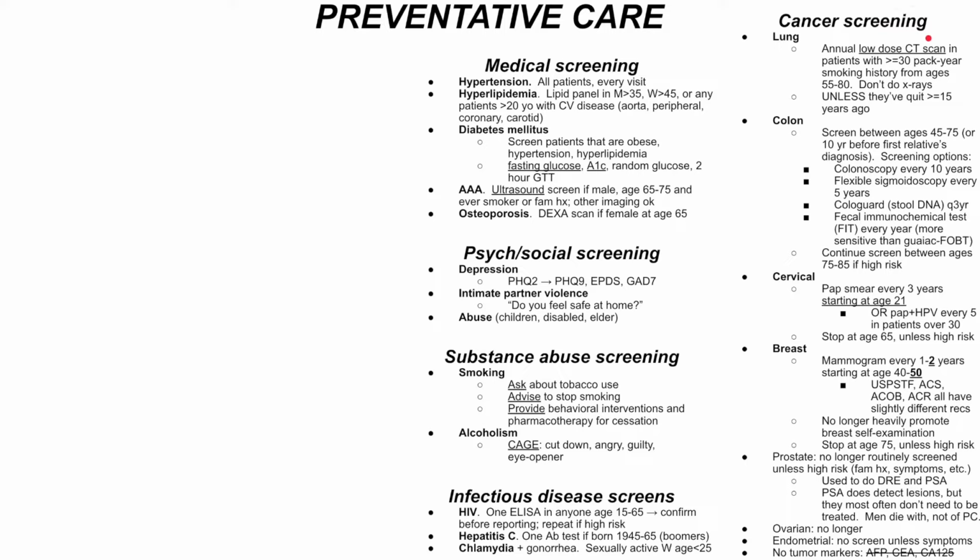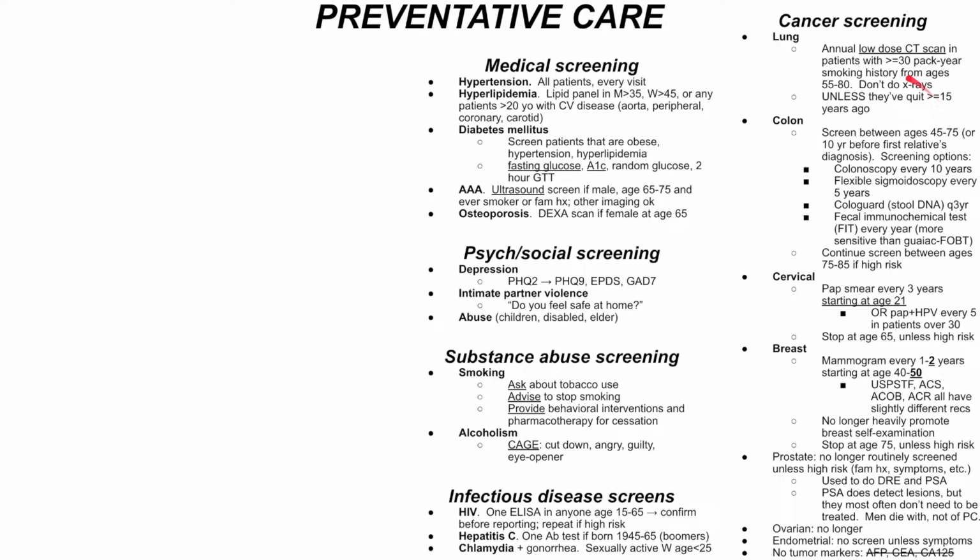We do it in people that are fairly heavy smokers, so 30-pack years could mean that you smoked 1 pack a day for 30 years, or maybe you smoked 3 packs a day for 10 years. If the patient has quit, but it hasn't been 15 years since they quit, we still do this screen. If the patient has quit more than 15 years ago, then we no longer screen them for lung cancer.